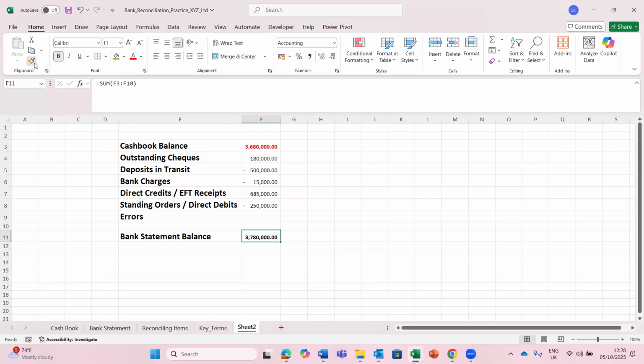And that's how we do bank reconciliation. There are so many ways of doing this reconciliation. But this is how simple a bank reconciliation is.